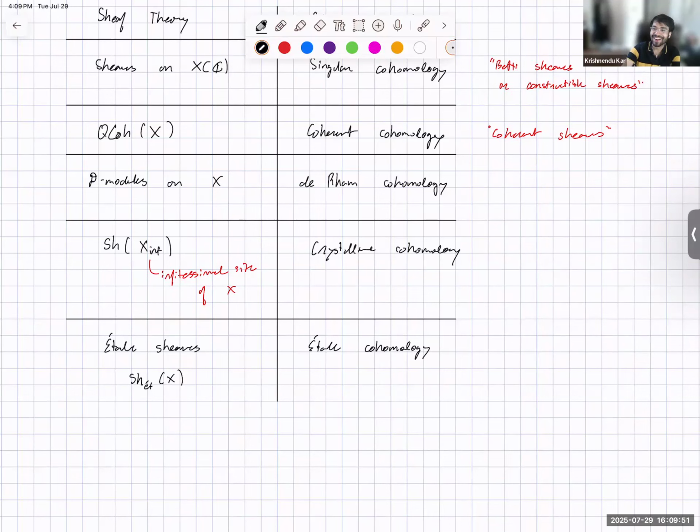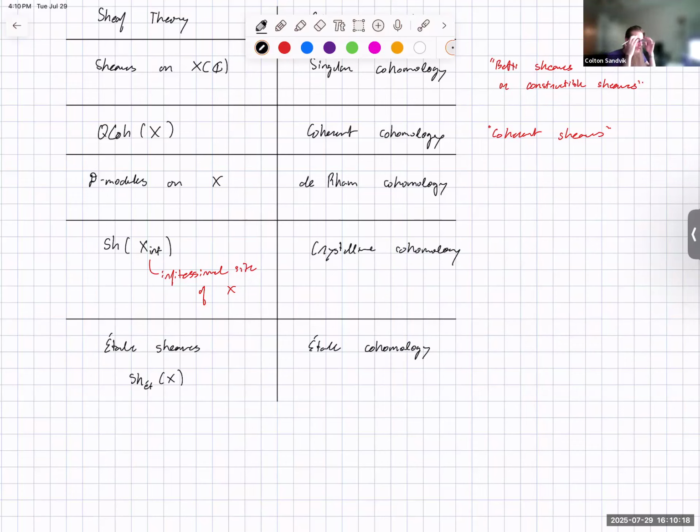I was just curious about some of the examples here. I want to see how you get the de Rham cohomology from the D-modules on X. Okay. I can give a more complete definition of D-modules at least, because the étale sheaves also require some amount of talking about sites. Yeah, I can go over D-modules.